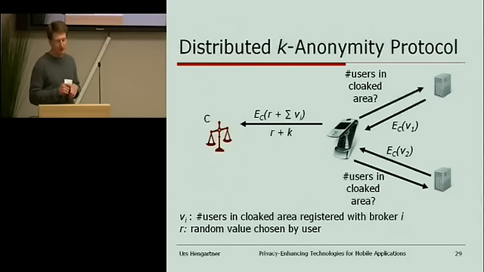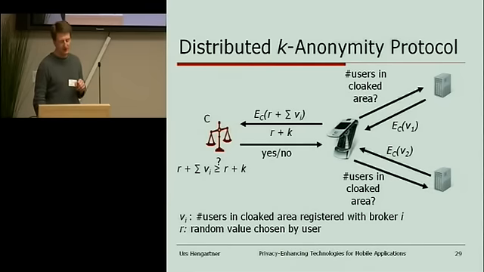In addition, she also sends her privacy preference k, which has the random value r added to it. She also sends this value to the secure comparison server. The server decrypts the first value, the ciphertext, and then it simply compares the two values and informs the user of the result. The result of this comparison basically says, is there a sufficient number in the cloaked area?